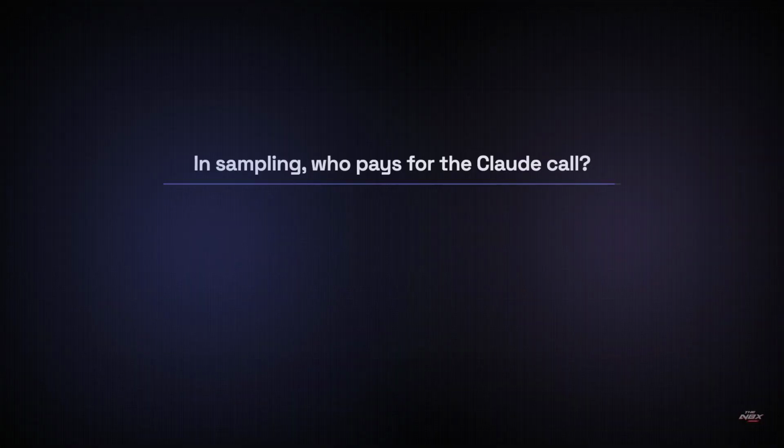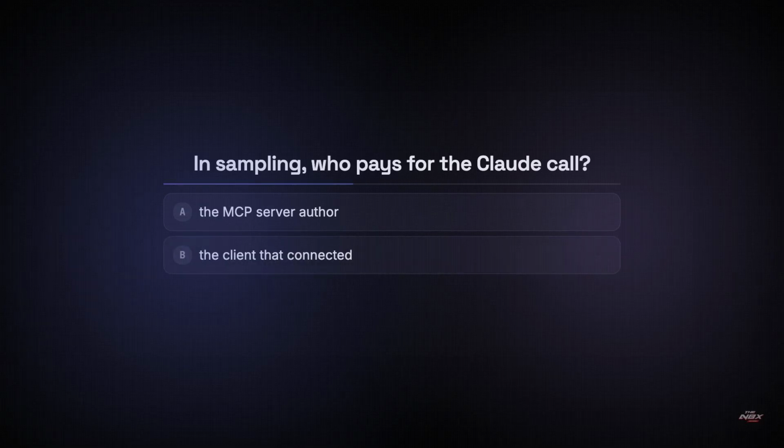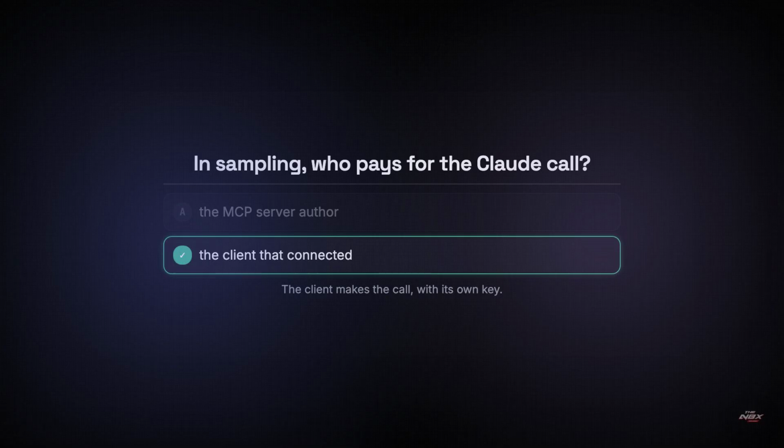The course asks it directly. In sampling, who pays for the Claude API call? The MCP server author. Or the client, whoever connected to the server. Have a think, and pause if you'd like a moment. Ready? The client pays because the client is the one that actually makes the call with its own key. That's the entire reason sampling exists rather than being a curiosity.